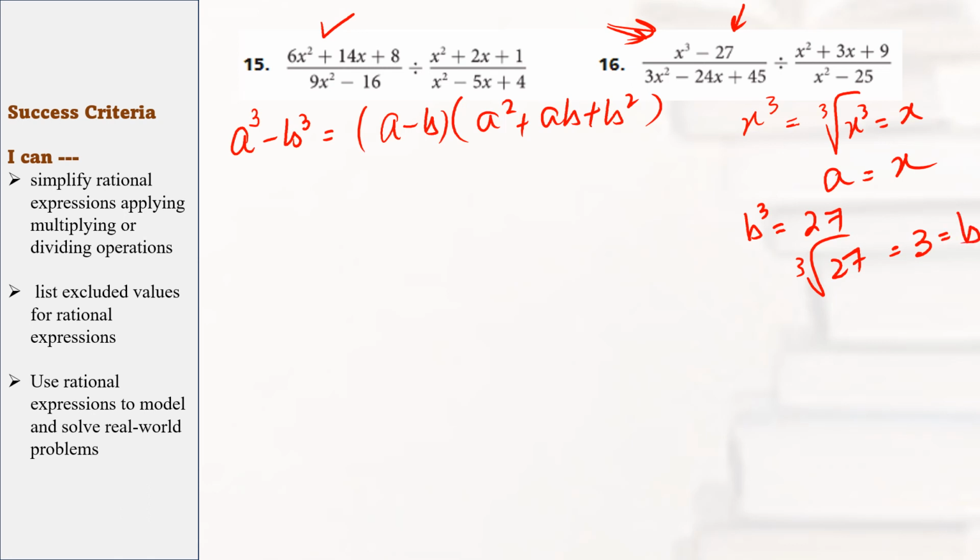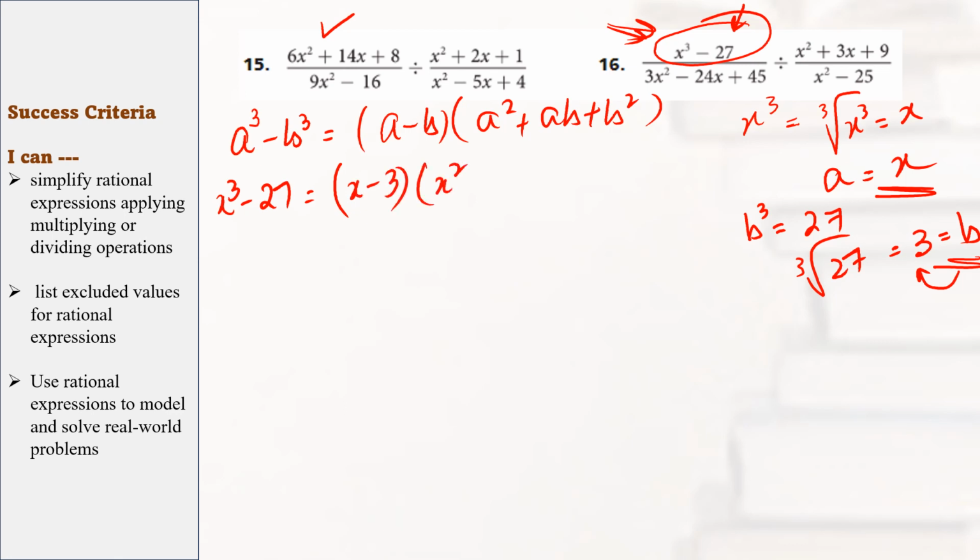That will be the value of b. So if I put it in the formula to solve x cube minus 27, to show you very clearly, in place of a I will write x and in place of b I will write 3. So I will write (x minus 3)(x square plus 3x plus 3 square). Okay, so now I am digging into question 16. So let's start solving question number 16.